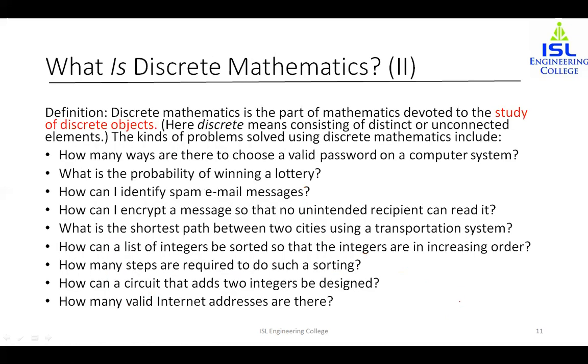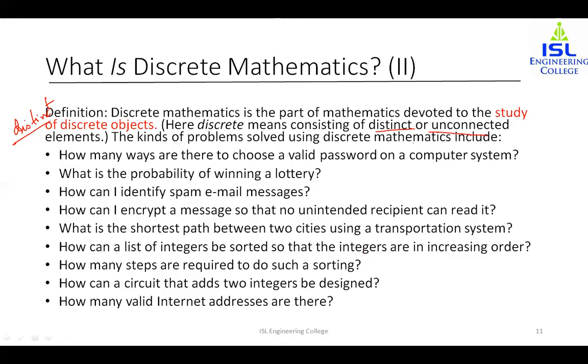Every time I mention the term discrete mathematics, once again, let me say it is a synonym of MFIT. Let me define discrete mathematics. It is the study of discrete objects. Now, what do you mean by discrete objects? Discrete objects are basically distinct objects or unconnected elements. So, distinct or unconnected elements.